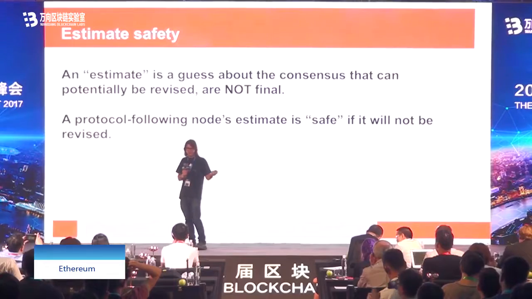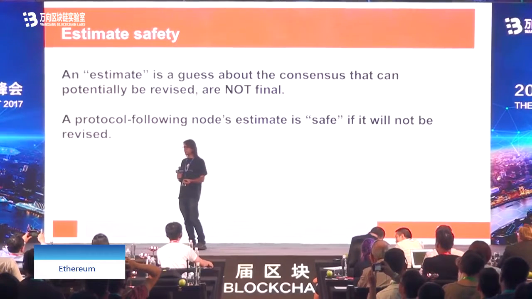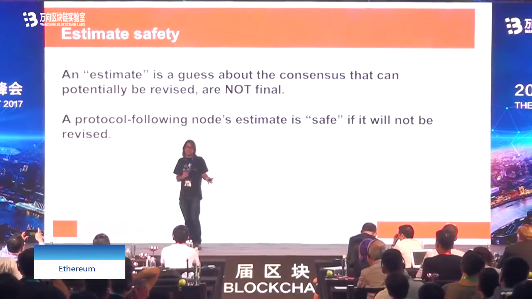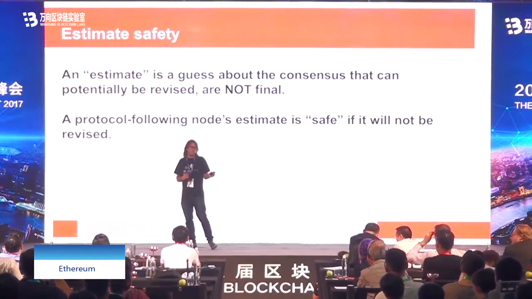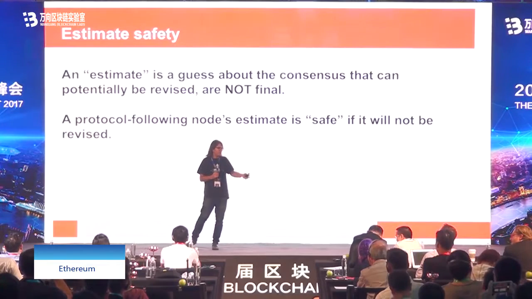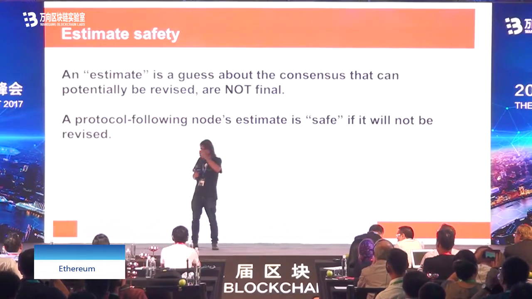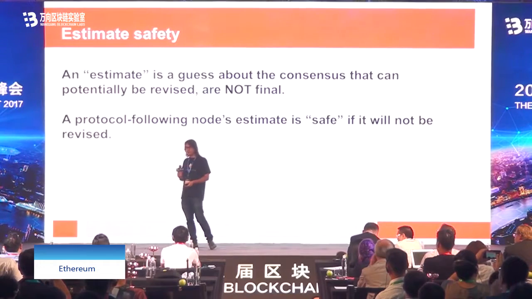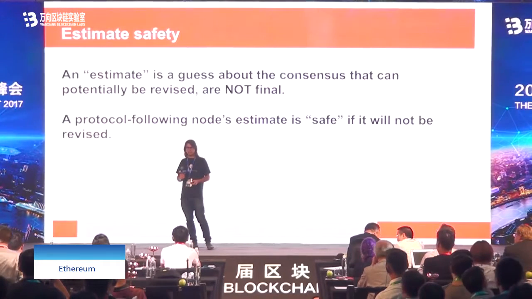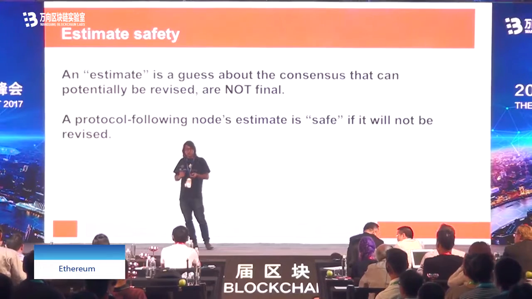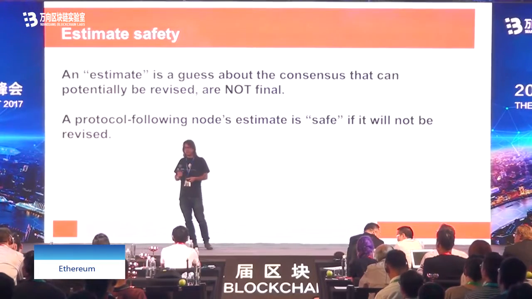So there's this thing I'm going to call an estimate. Basically, it's not a decision, it's something that's kind of a guess that maybe you'll change your mind about later. Imagine if consensus protocols, instead of deciding things, just kind of guessed. I'll call those estimates. And I'll call an estimate safe if that estimate will never change. This is a local property: that an estimate won't change.